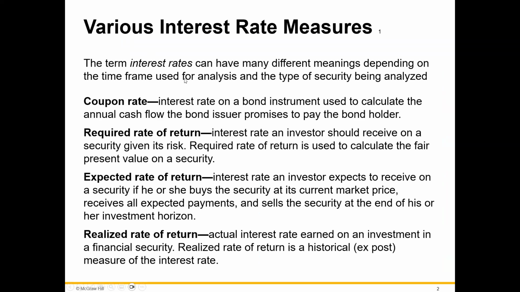The term interest rate can have many different meanings depending on the time frame used for analysis and the type of security being analyzed. For example, for bonds, the coupon rate is the interest rate paid by that bond. Now, not to be confused with the yield to maturity. This is the actual quoted percentage that you will receive from the face value of the bond, assuming that the bond has a coupon rate. Not all bonds make payments. Those are also known as zero coupon rate bonds.